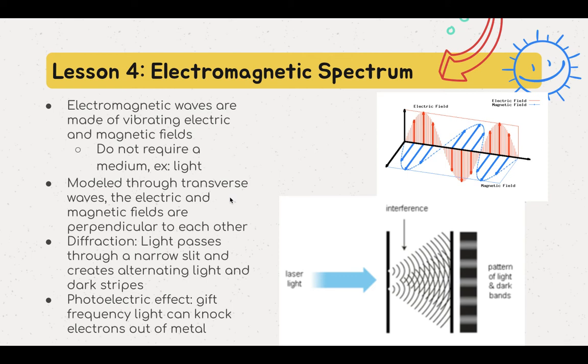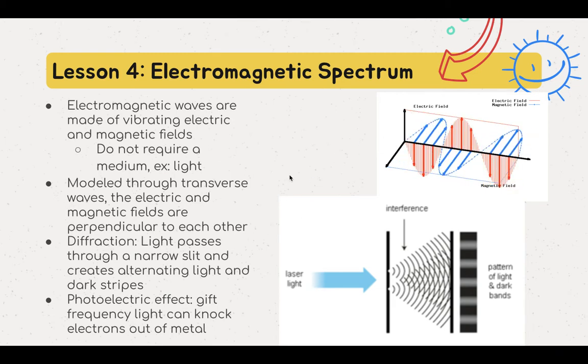Okay, they're modeled through transverse waves. So remember that up and down wave. They're not longitudinal waves. They are transverse waves. And the electric and magnetic fields in this picture we see, the red is electric and the blue is magnetic. We could see that they're perpendicular to each other. So they're not following the same path. They're kind of crisscrossing each other.